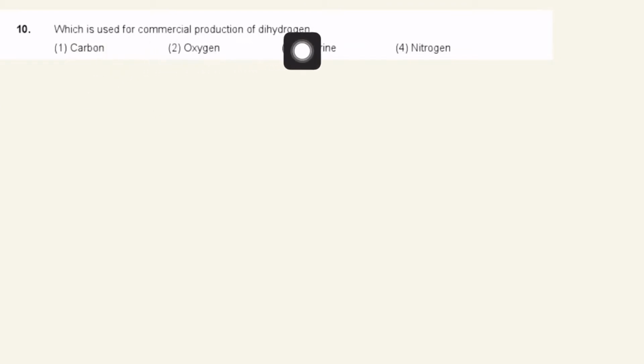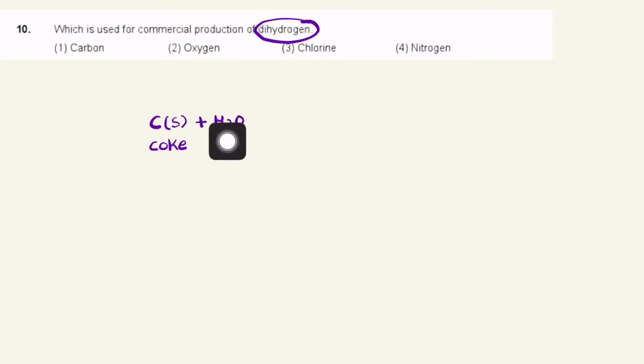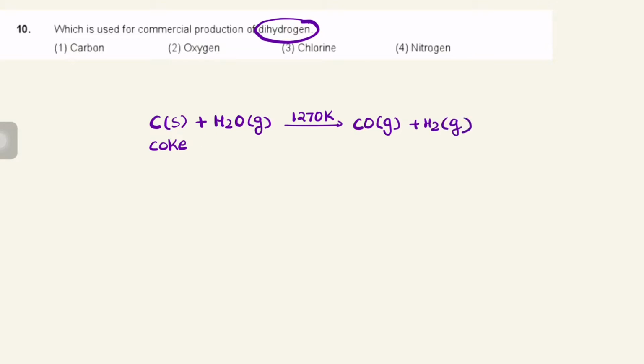Which is used for commercial production of dihydrogen? That's the dihydrogen preparation. If you see commercial, we use steam on carbon, basically on coke. This is the coke, and we react it with steam, and temperature is around 1270 Kelvin. We get carbon monoxide gas and hydrogen gas. So this is basically the commercial production of dihydrogen. So the correct answer should be carbon, that is the first one.